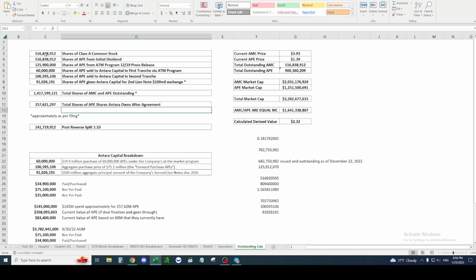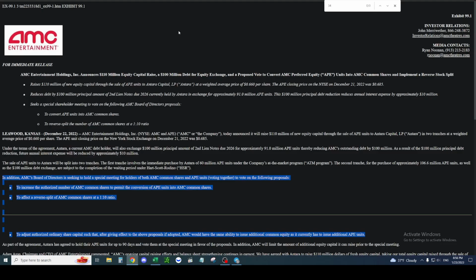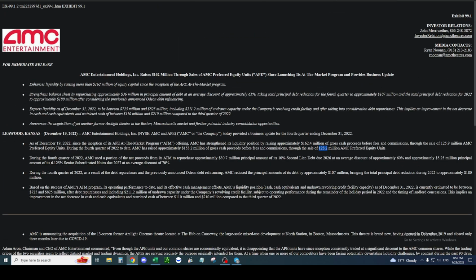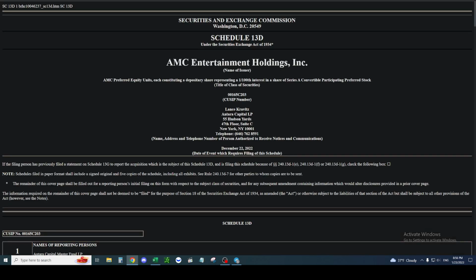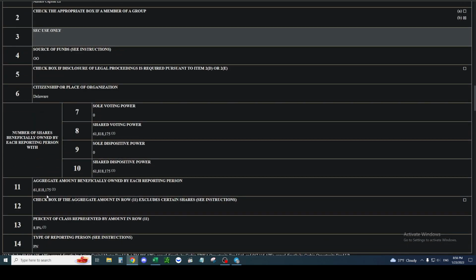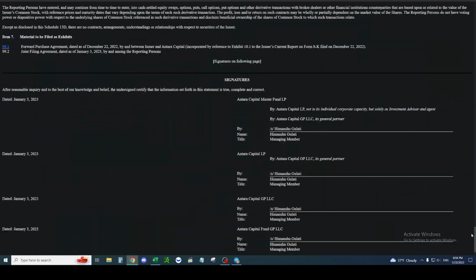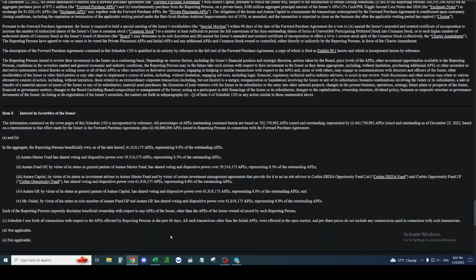I'm giving rough calculations, rough estimates right now. We know Antara owns, if you look at the filing, where is it? Do I have it pulled up? No, let's pull it up right now. Let's pull up their filing. Their total controlling interest, if you scroll down, Mr. Gulati has power over 61.8 million APE right now. 61.8 million APE. That represents currently 8.8% of outstanding APE.